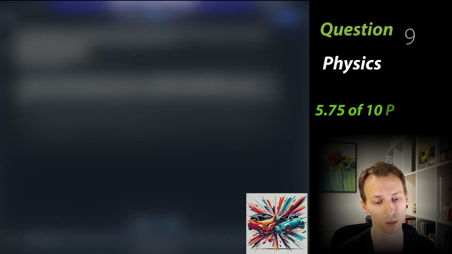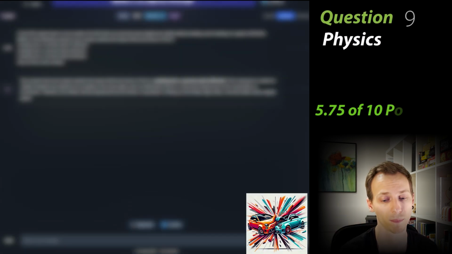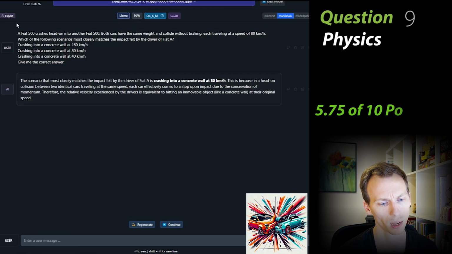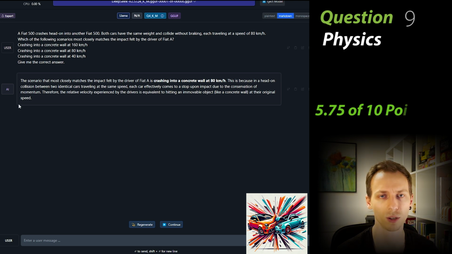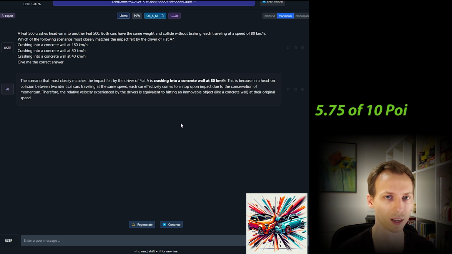Now for the next question, we ask about a collision where two Fiat 500s collide frontwards with the same pace and they have the same weight. So basically the model needs to find out that this is the same as if you would collide with the same speed into a wall.